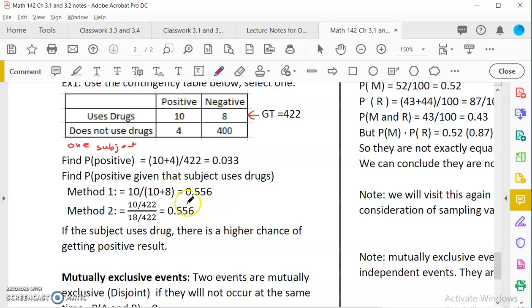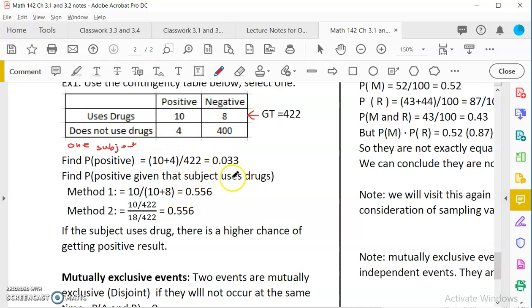It's not very high, but it's a higher chance than 3%, right? Or higher chance than 0.033. So that is 0.556. So if a subject uses drugs, there is a higher chance of getting the positive test results. So that's the difference between having a particular category when you do not know the other two categories versus one.